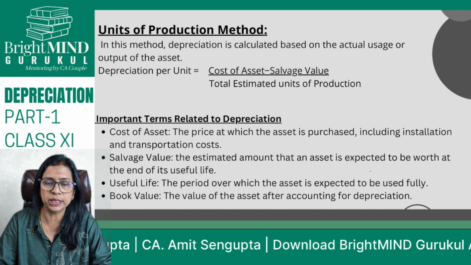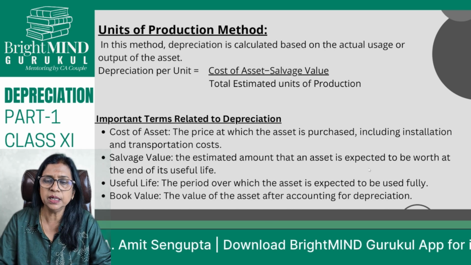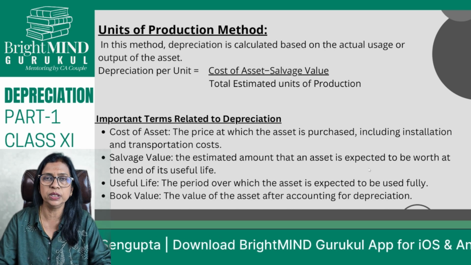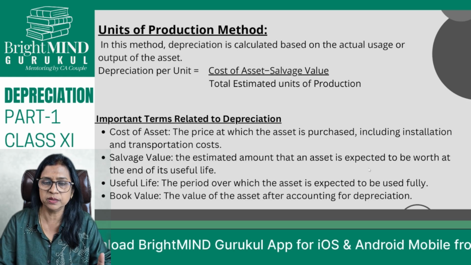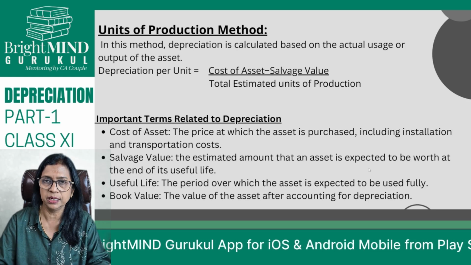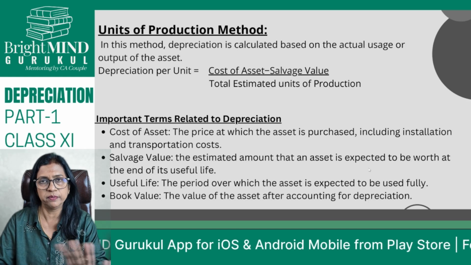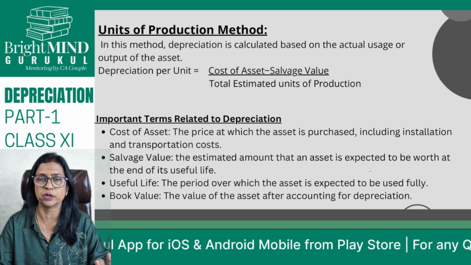Now the unit of production method. In this method, depreciation is calculated based on the actual usage or the output of the asset. So the depreciation formula is cost of asset minus the salvage value divided by total estimated units of production.